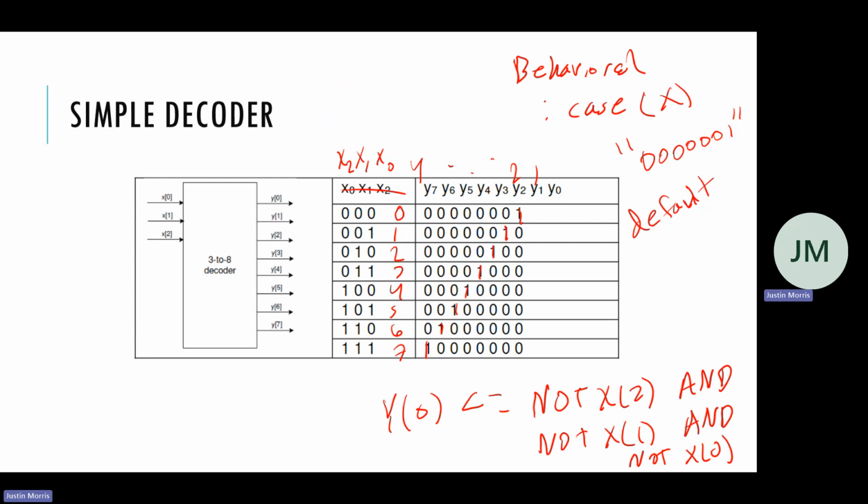I would not recommend structural modeling because you don't have a base decoder. We did see that you can make larger decoders with smaller decoders, but you would have to first make the smaller decoder, right?